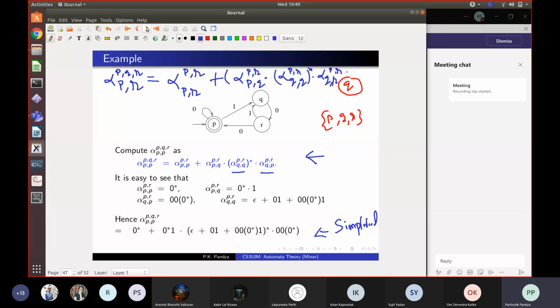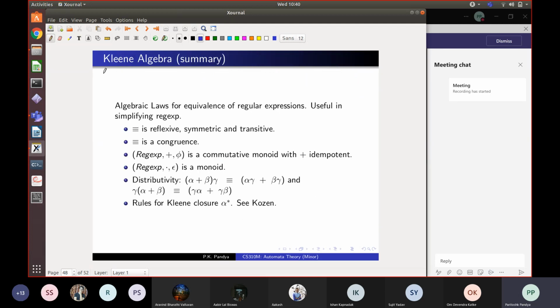So what we want is some sort of way of simplifying this expression. Just as we have got a complicated polynomial and we want to factorize it nicely, we want some rules by which we can simplify this expression. And that takes us to the next thing, something called the Kleene algebra. That is, algebraic laws for equivalence of regular expressions.